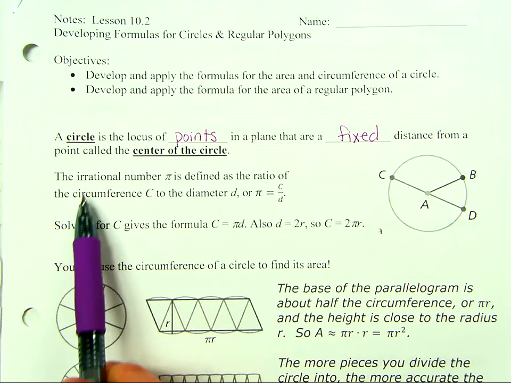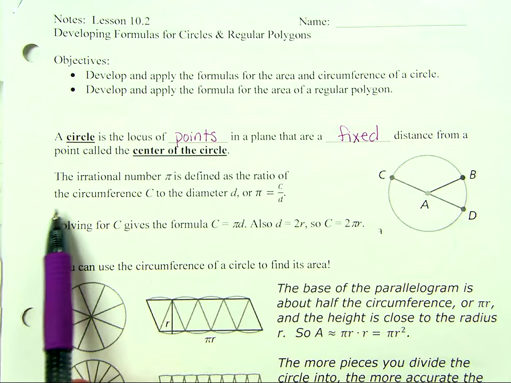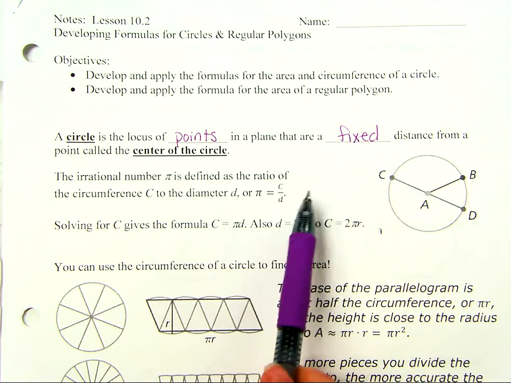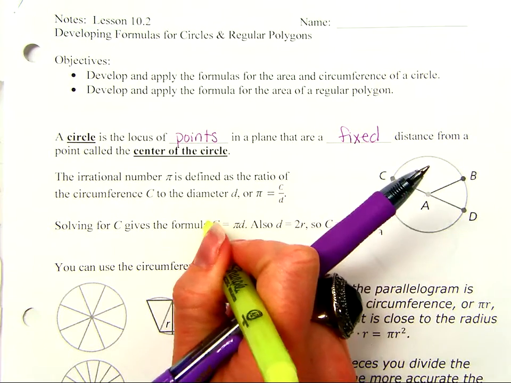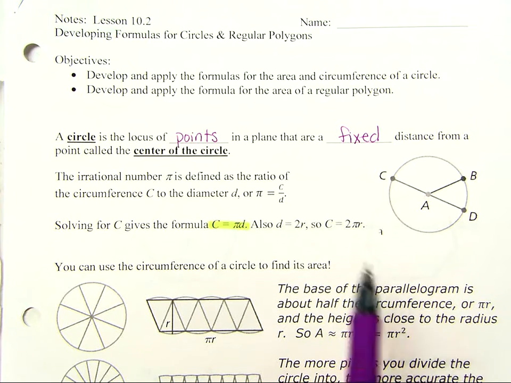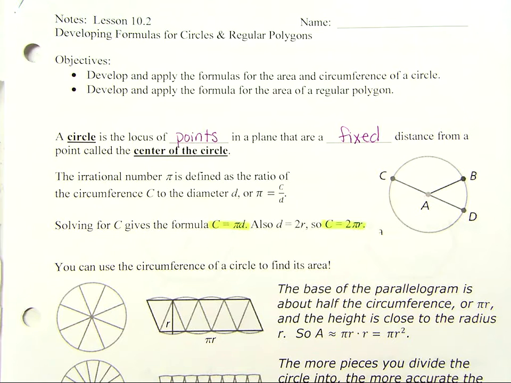Down below it says the irrational number pi is defined as the ratio of the circumference to the diameter. So pi is defined as c divided by d. Thus, when you solve for c, we are going to find that c equals pi d. Circumference equals pi times diameter. Now we also know that 2 radii are equal to diameter, so you may see that formula written as circumference equals 2 pi r.